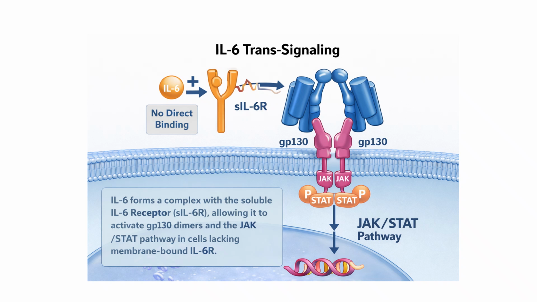This is a pictorial representation of what I just said. There is interleukin 6 binding to the soluble interleukin receptor, which forms a complex, and then they recruit GP130. This shall activate the JAK-STAT pathway.